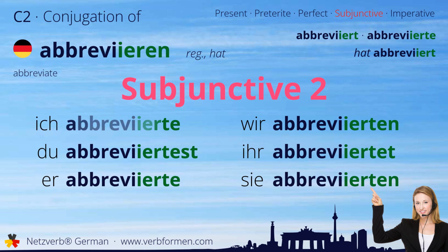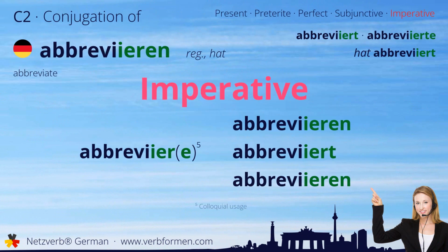Ich abbreviierte. Du abbreviiertest. Er abbreviierte. Wir abbreviierten. Ihr abbreviiertet. Sie abbreviierten. And finally, we'll cover the imperative.